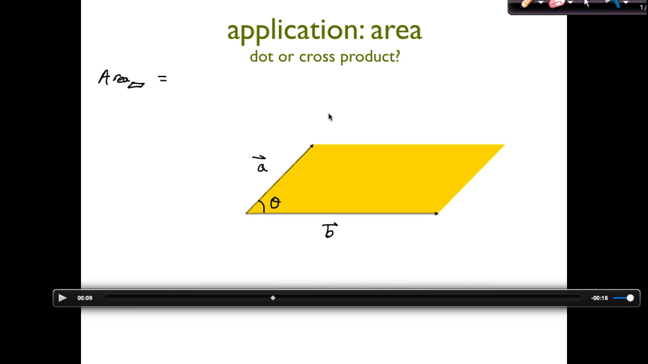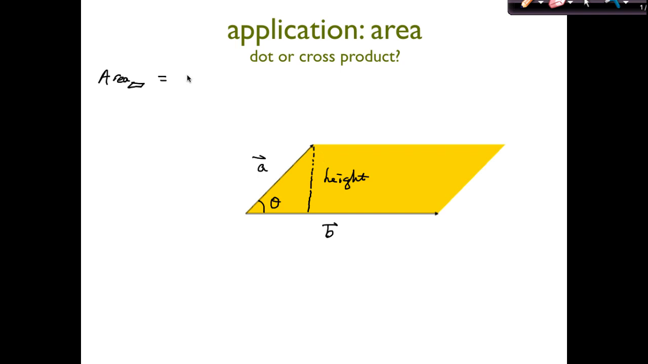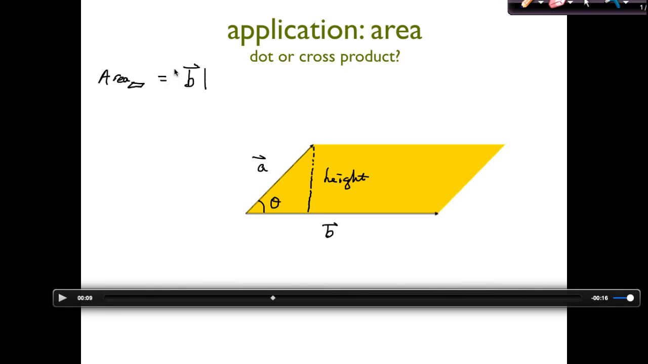Like if you made a line perpendicular to the tip. Right, and what do we call that? That's right. What is that for the parallelogram? That's the height, right? So the area of the parallelogram is base times height. How can we express the base here? Not B. Magnitude of B, right? B is a vector.